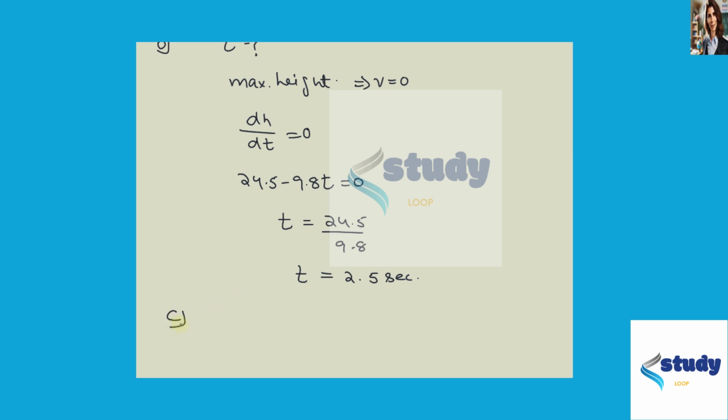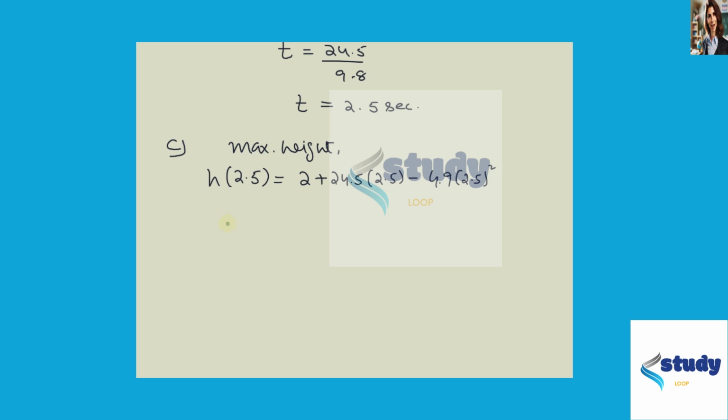Next, solving for part C, we need to find the maximum height. That means h at t of 2.5, and this will be equal to 2 plus 24.5 times 2.5 minus 4.9 times 2.5 whole squared. And solving this further, we get our final result for the maximum height, which will be equal to 32.625 meters.